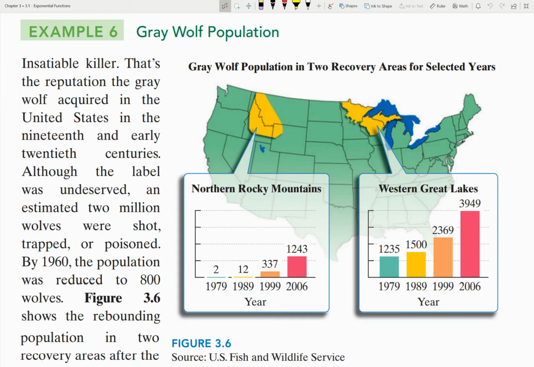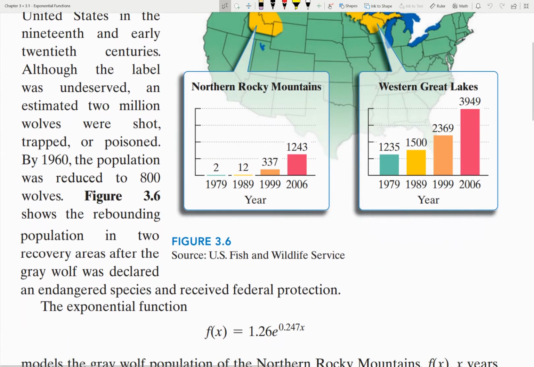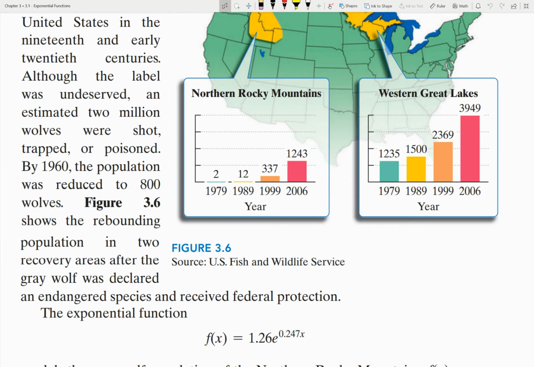Let's try a problem with e. Again, this problem is a longer word problem, but it's just to make sure you know where e is on your calculator. So gray wolves. Insatiable killer. That's the reputation the gray wolf acquired in the United States in the 19th and early 20th centuries. Although this label was undeserved, 2 million wolves were shot, trapped, and poisoned by 1960, which means the population was reduced to 800 wolves. So this figure shows the rebounding population in the recovery areas after the gray wolf was declared an endangered species and got federal protection.